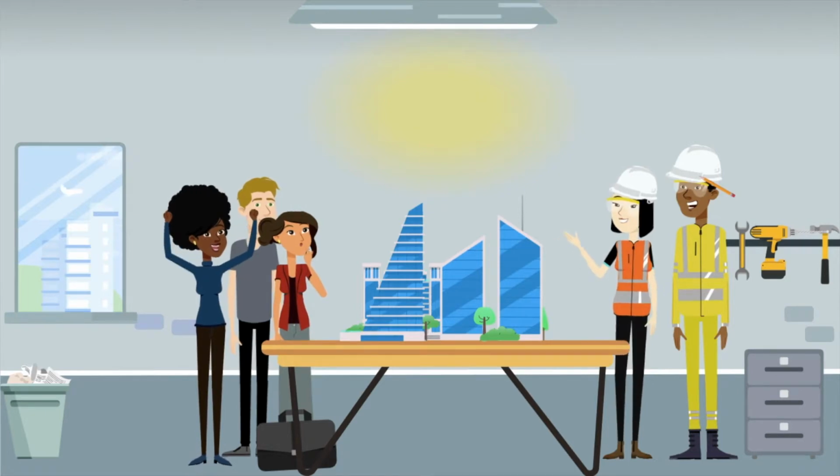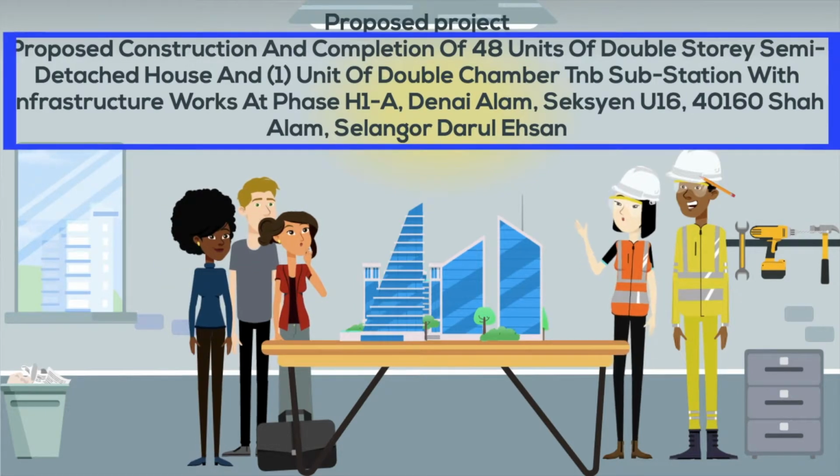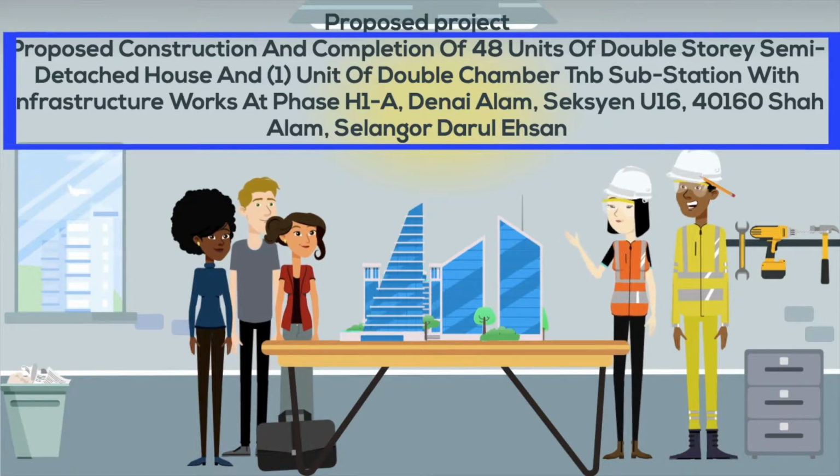The proposed project is called Proposed Construction and Completion of 48 units of double-story semi-detached house and 1 unit of double-chamber T&B substation with infrastructure works at Phase 1A Denai Alam Section U16, 40160 Shah Alam, Selangor Darul Ehsan.